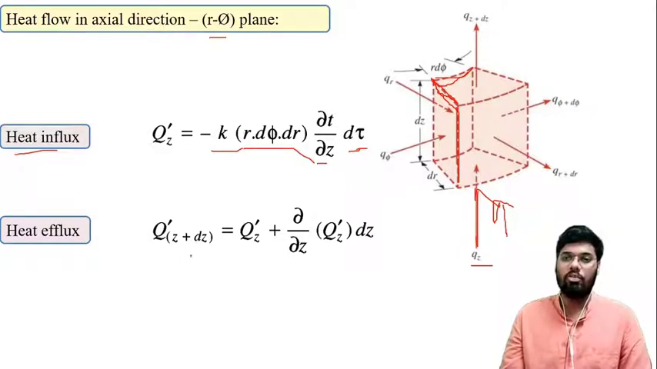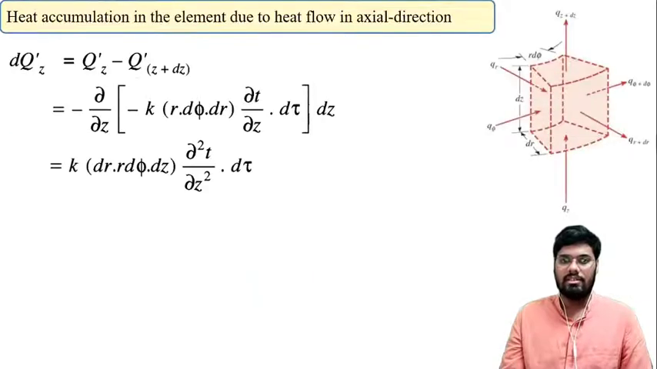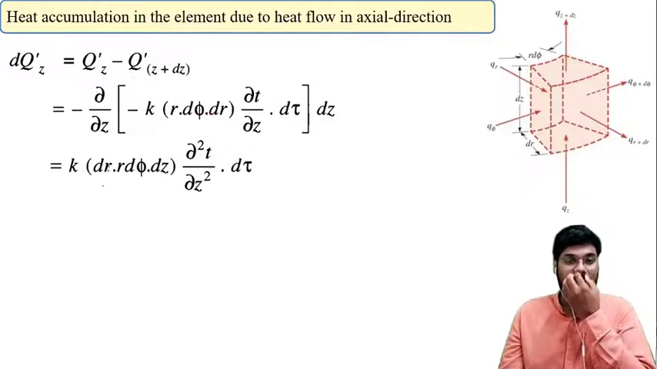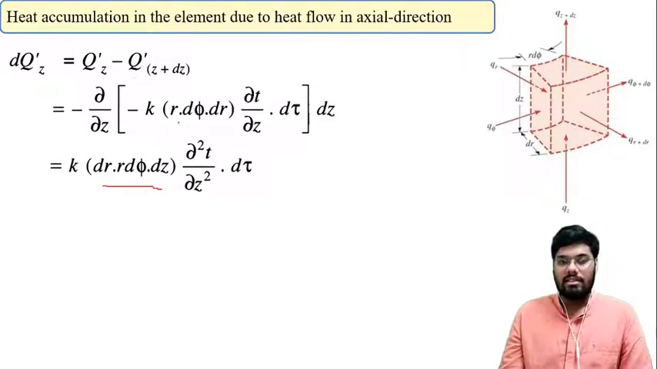Heat efflux, the amount of heat which is going to be rejected by the element in the same time interval, would be q z plus dz. It can be qz plus the change in this qz because of traveling dz distance. The amount of heat which is going to be stored is qz minus qz plus dz. So it will simplify in this form, minus minus plus. This is dr, r d phi and dz, d tau. This del by del z and del T by del z becomes del 2T by del z square. So this is the amount of heat which is going to be stored in the element due to the flow of heat in the z direction.